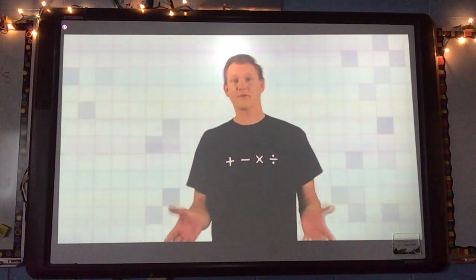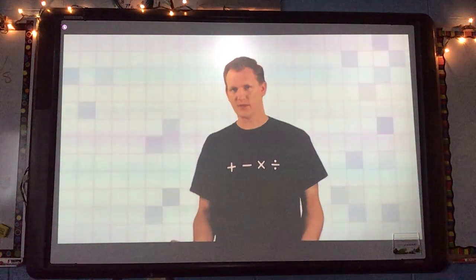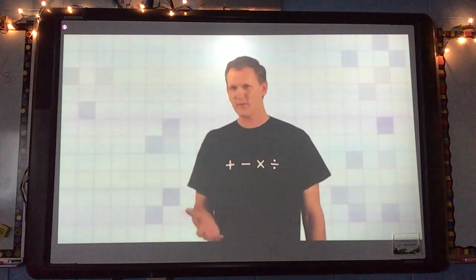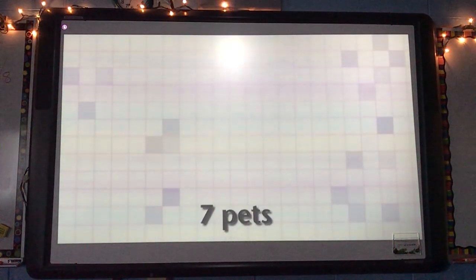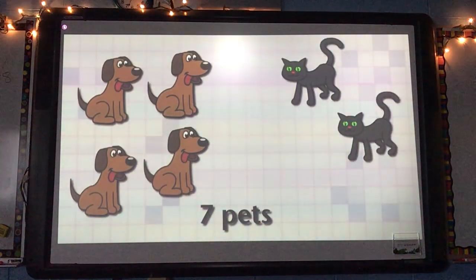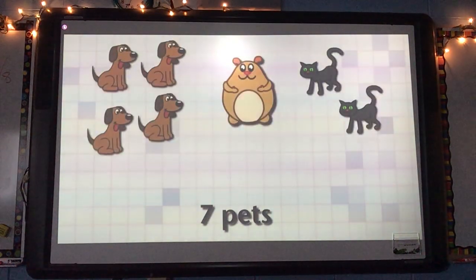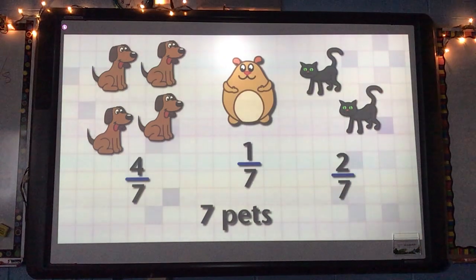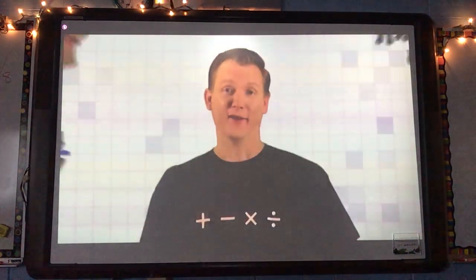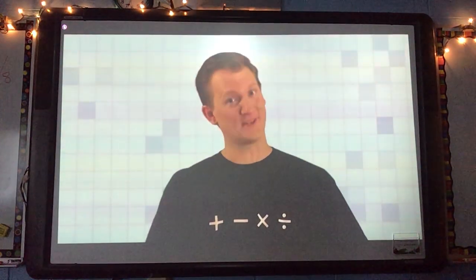Alright, so you can see how fractions can be used to represent parts of objects like circles and rectangles, but fractions can be used for more than that. They can be used to represent parts of, well, anything, like pets, for example. Let's say you have 7 pets: 4 dogs, 2 cats, and a big fat hamster. Well, that means that 4 over 7, or 4/7 of your pets are dogs, and 2 over 7, or 2/7 of your pets are cats, and 1 over 7, or 1/7 of your pets are hamsters. It also means that your house probably smells like a pet store.